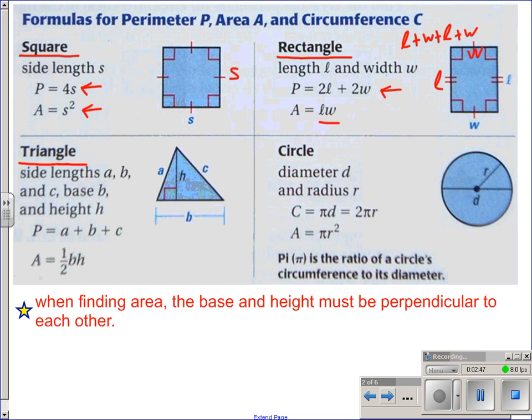For a triangle, you've got 3 sides, so the perimeter is just the 3 sides added up. Not a big deal there. The formula for the area, we'll go into a little bit more detail. I'll show you some things about where that comes from later on in the year. But for now, 1/2 base times height.